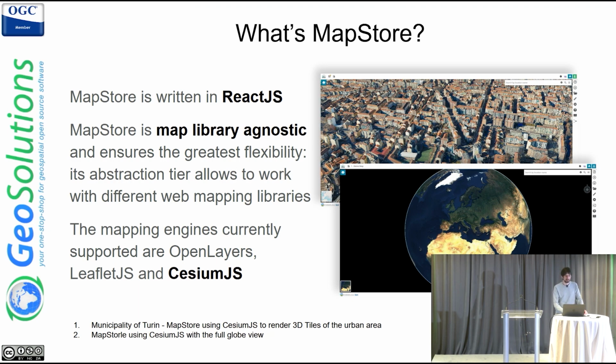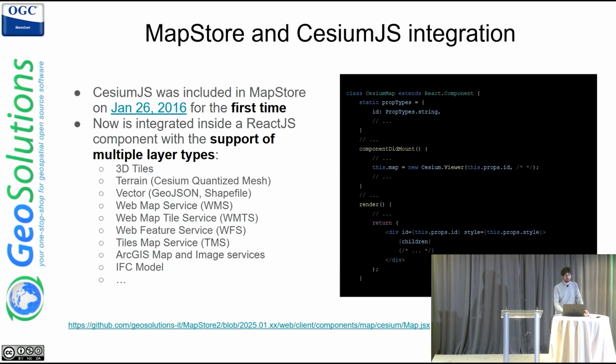The image on the right is the UI of the map viewer, and from the toolbar at the bottom, it's possible to switch to the 3D view that will load the CesiumJS viewer. We included Cesium in MapStore in 2016 for the first time, and since then we have been improving it on the MapStore side to support as much as possible all the Cesium functionalities. So we started to include all the available layer types and also extending the ones that were requested from external contributors.